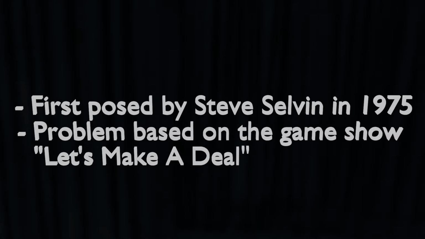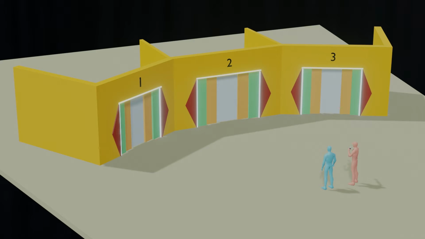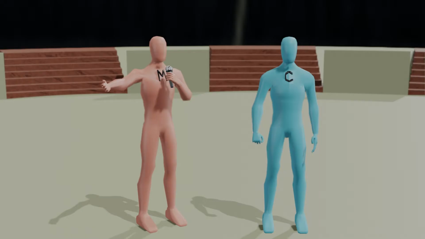The problem was originally posed by a statistician named Steve Selvin in 1975 in a letter to the scientific journal, The American Statistician. The problem is based on the game show Let's Make a Deal and named after its host, Monty Hall. To understand the problem, let's see how the game is played.